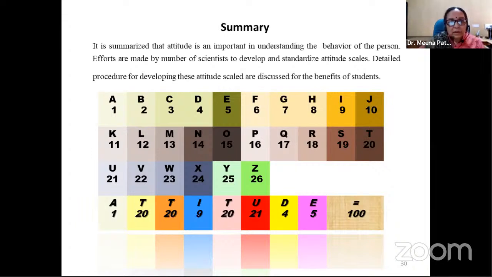I quoted one thing here: the alphabet of attitude is A, T, T, I, T, U, D, E. When we put values on these alphabets, this is the only word in the dictionary that gets a score of 100. So attitude is a very big word, and when you are developing a scale, you are measuring the quality of the respondents.